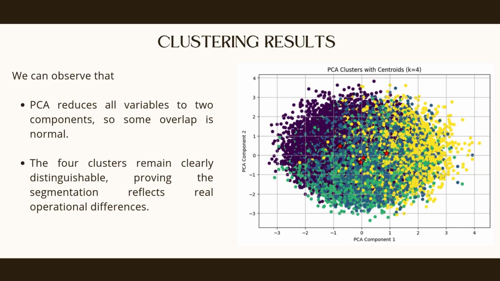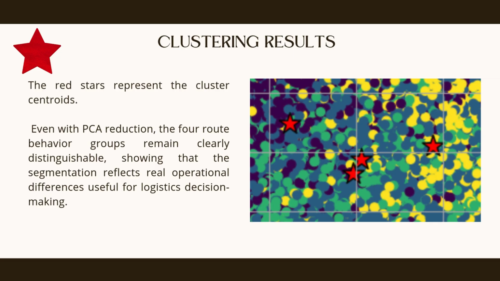In this second PCA, we see two things. First, because PCA compresses all variables into two components, some overlap between clusters is normal. Second, even with the overlap, the four clusters are still clearly distinguished, which means our segmentation reflects real operational differences between types of routes. Here, the red stars indicate the cluster centroids. Each centroid represents the average behavior of one of the route groups, for example more congestion risks or higher risks of operation.